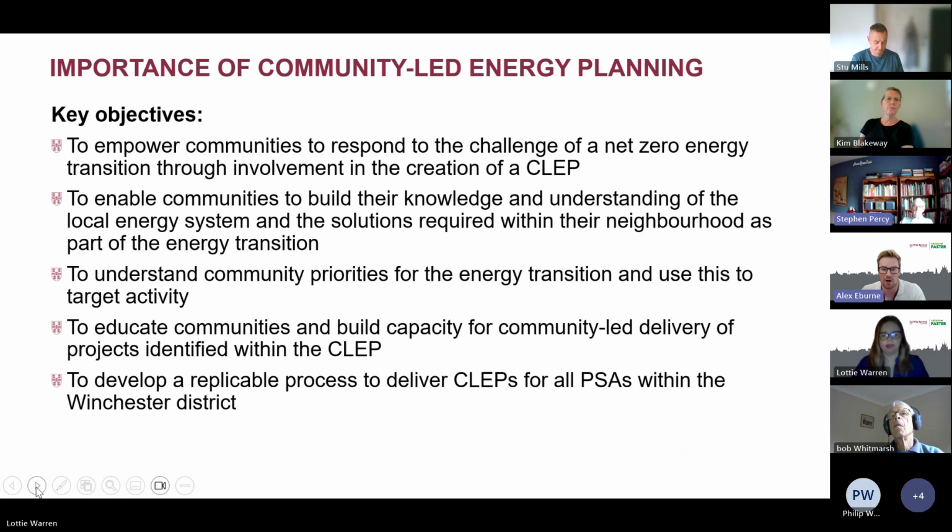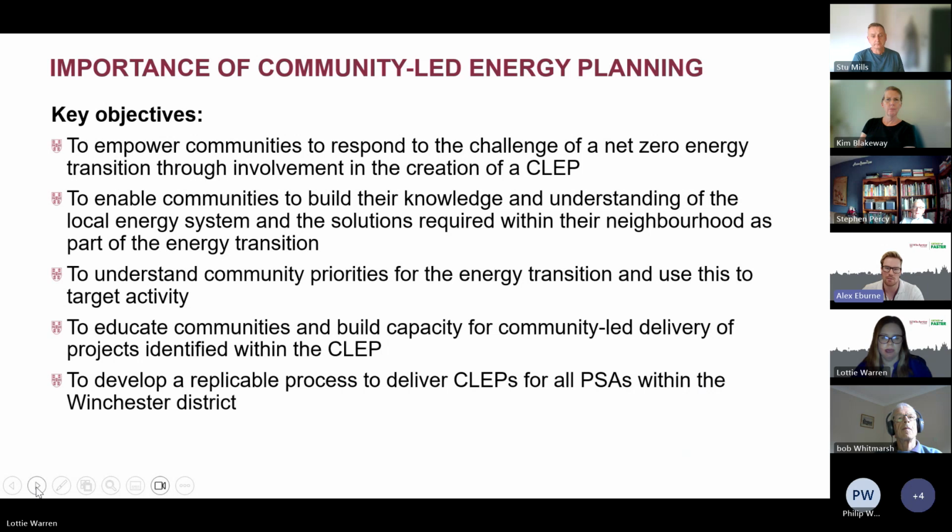The key objectives of our community-led energy plan project is we want to empower communities to respond to the challenge of a net zero energy transition through involvement in the creation of the CLEP. We also want to enable communities to build their knowledge and understanding of the local energy system and the solutions required within their neighbourhood as part of the energy transition. We want to understand community priorities for the energy transition and use this to then target activity and investment opportunities. We want to educate communities and build capacity for community-led delivery of projects identified within the CLEP.